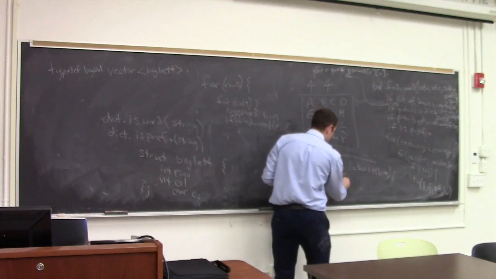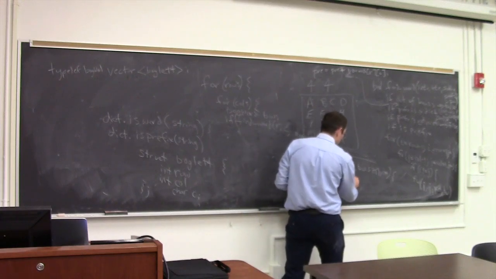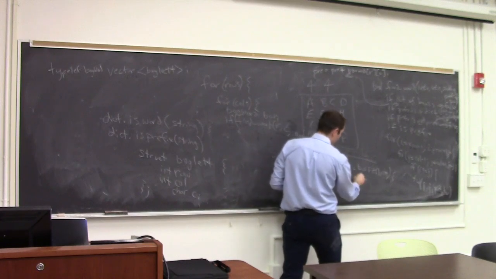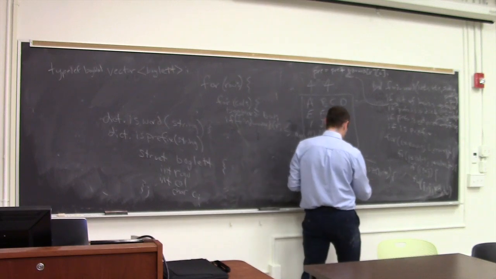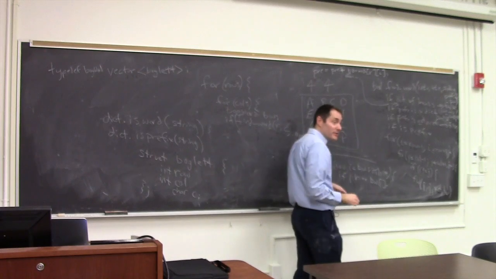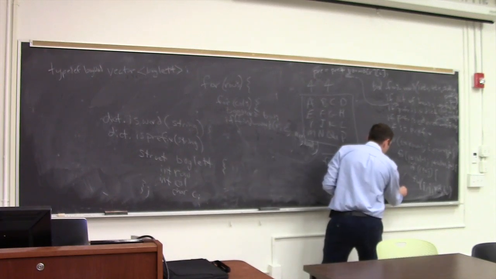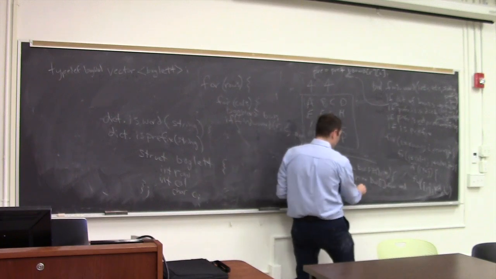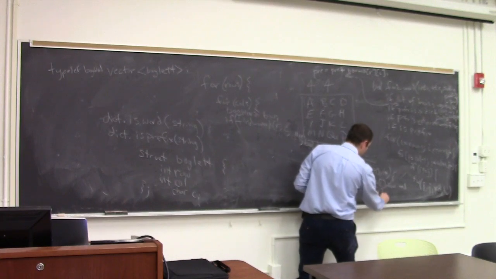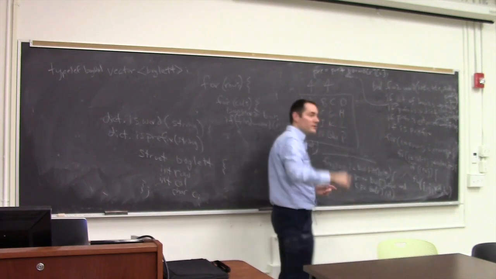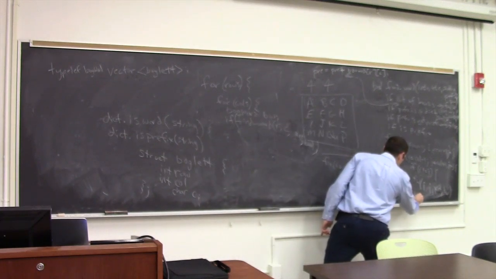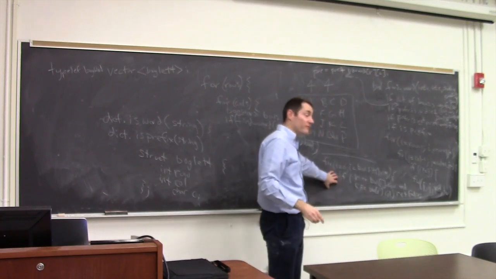And if r equals bog word i, that's the character, dot row, and c equals bog word i column, return false. This is to check if you've already been there, right?